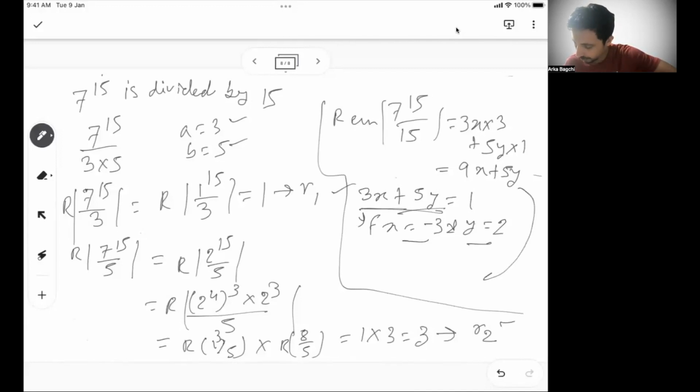Now if I put it in this, my final remainder becomes 9 into -3 plus 5 into 2, right? So 9 into -3 is -27. -27 plus 5 into 2, which is 10. So this is -17. So -17 is the remainder.